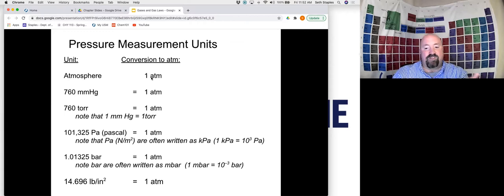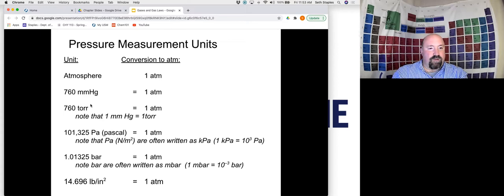One of the reasons is that it's a convenient unit for us to use, because we have a sense of it. We can think of how much air pressure we just experience in everyday life, and that's one ATM. So we can compare to that. We have a relationship to it. But then a series of different conversion factors: 760 millimeters mercury is equal to one ATM.